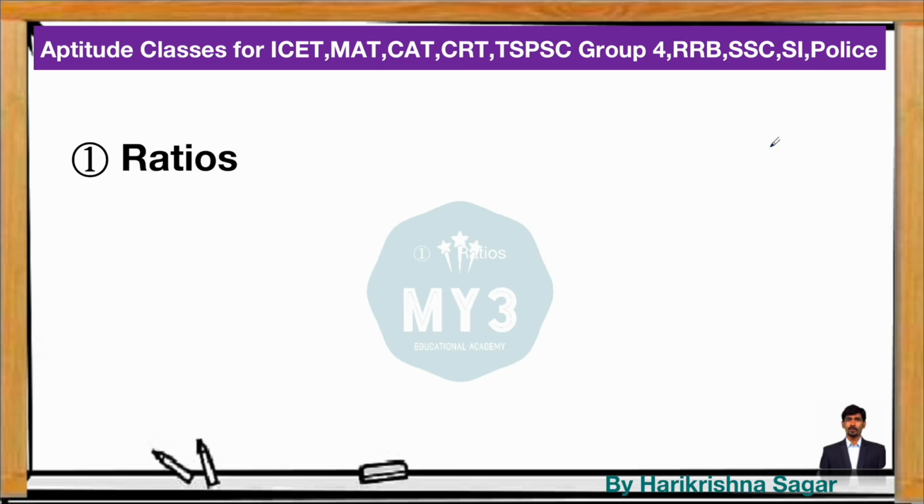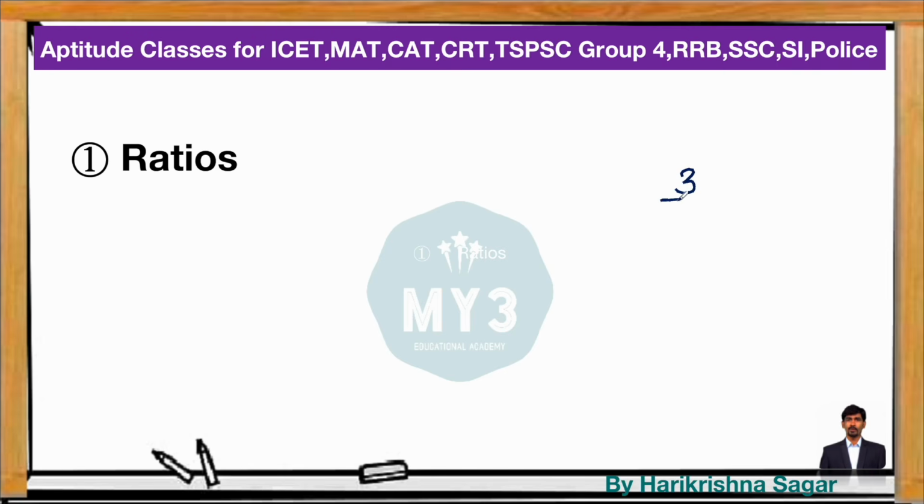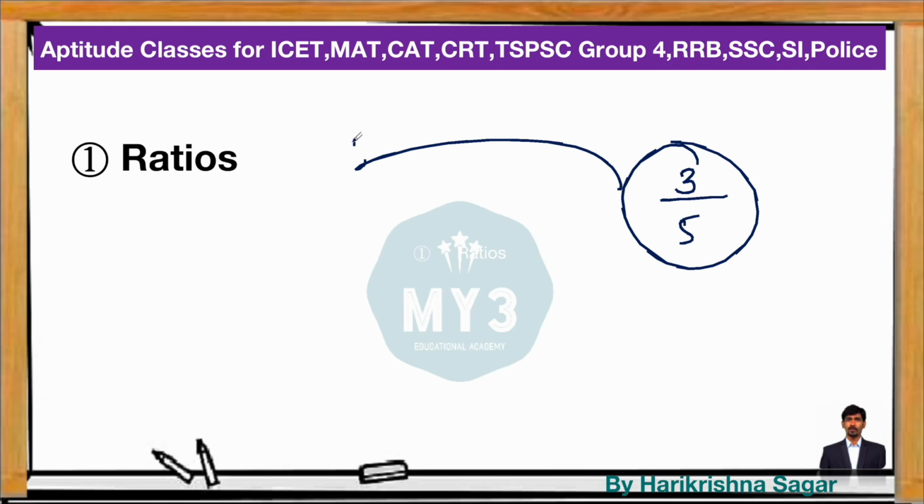Okay, moving forward to the second prerequisite, how to deal with ratios. So what is ratio? Basically, ratio is nothing but a division of two quantities. So if you have 3 by 5, how can we represent this division in ratio? 3 by 5, we can represent it as 3:5.